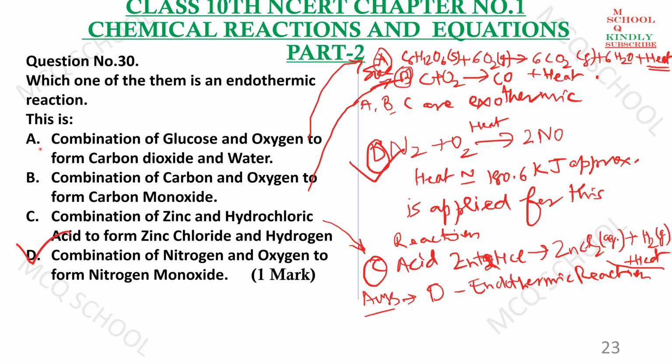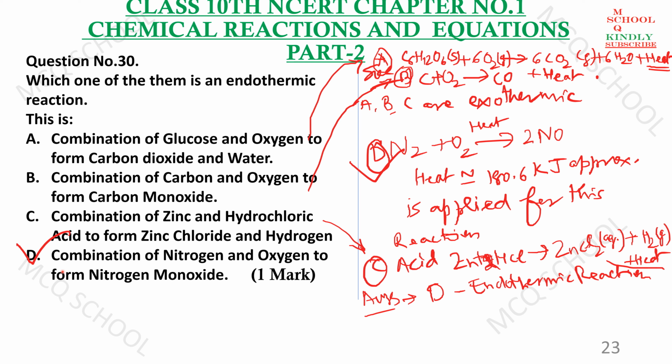Let us take A. Combination of glucose and oxygen. We see the reaction in this: carbon dioxide and moisture are formed and heat is generated. So this is an exothermic reaction at first. Let us take B. Combination of carbon and oxygen to carbon monoxide. See the reaction. In this also heat is generated. So it's also exothermic. Let us take C. Combination of zinc and hydrochloric acid. See the reaction. In this also zinc chloride and hydrogen are formed and heat is generated. This is also exothermic.